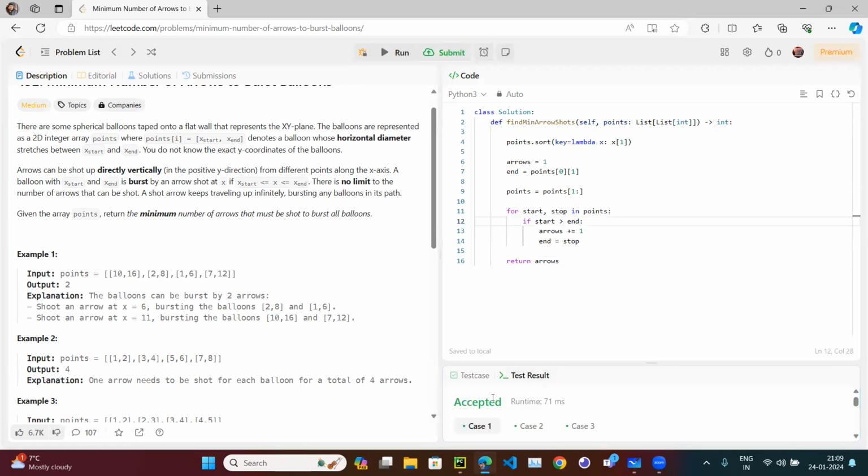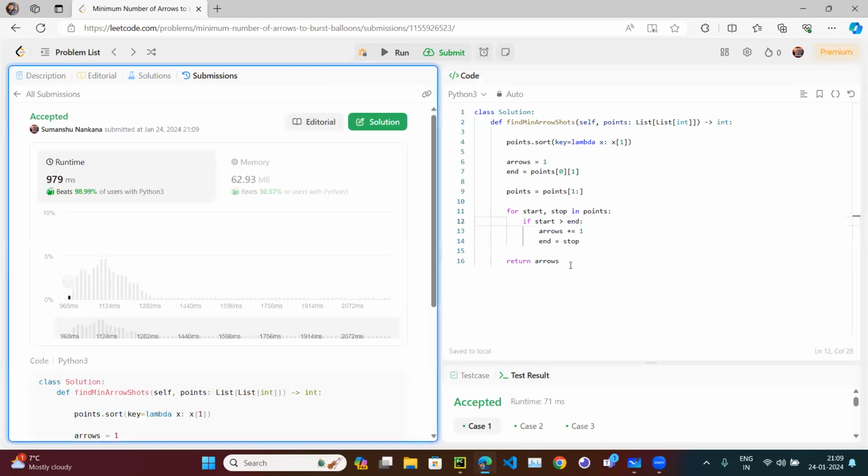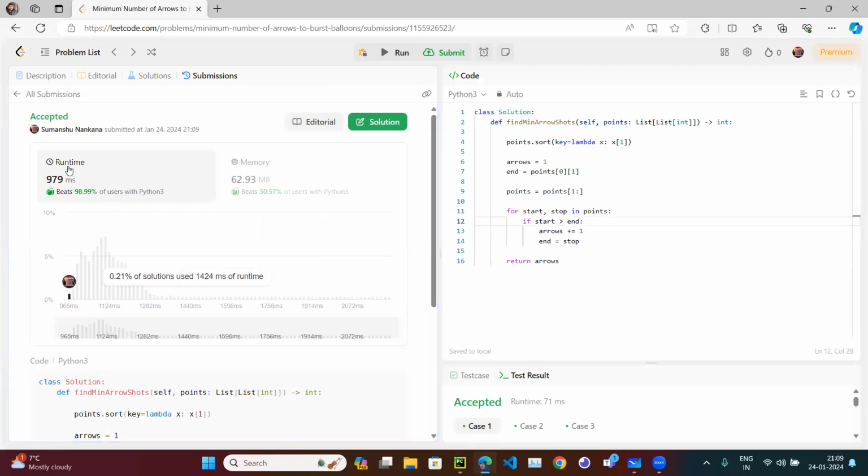So our sample cases have been accepted. So let's try to submit it. You can see we beat approximately 99% of the users on runtime and 50% on memory. I'm not sure why memory takes more, because we are reusing the same thing. But anyhow, sometimes if we run it multiple times, the result updates.